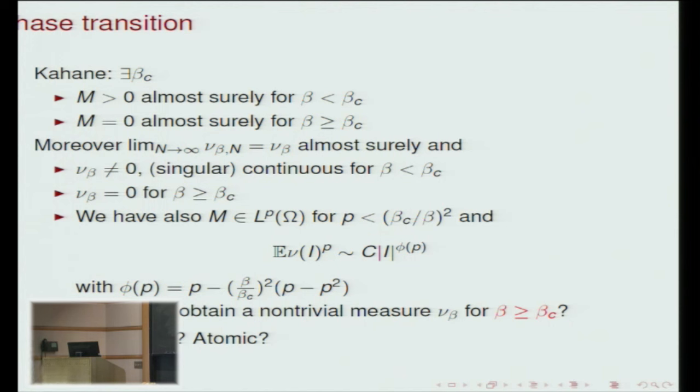Is that all for hierarchical? No, this was arbitrary log-correlated, arbitrary Kahane. So it works for the free field in particular.